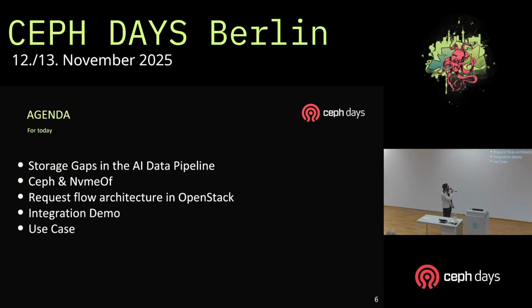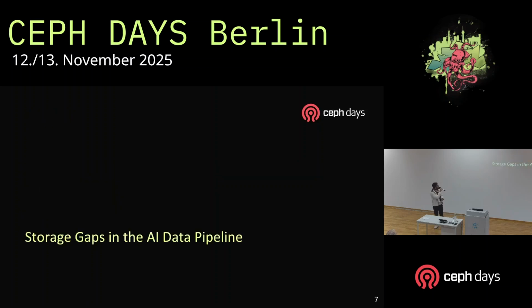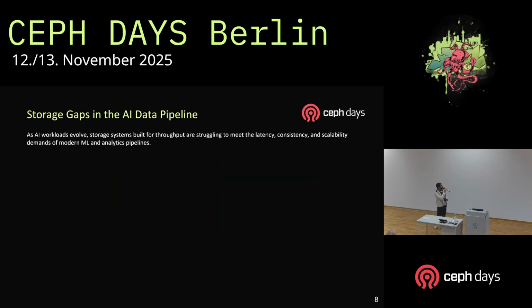So let's go to the agenda. I will cover the basic storage gaps that we have in an AI pipeline, and a bit about Ceph and NVMe-oF, a basic introduction and how their architecture looks. Then the POC demo, showing how the request flow works in OpenStack for the POC that I created, with a demo video, and finally the use case.